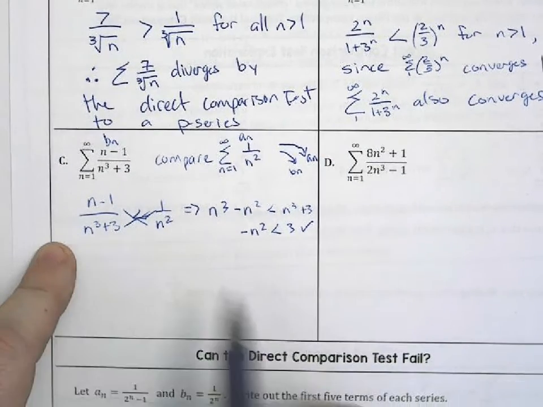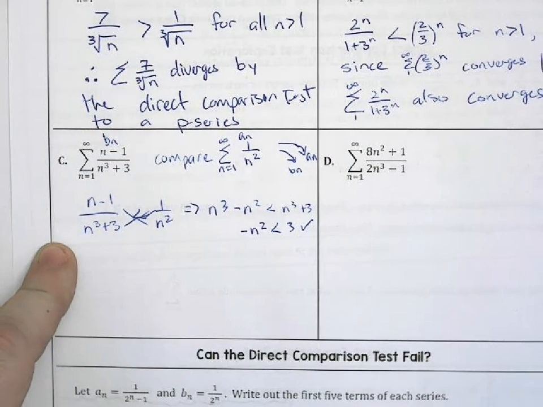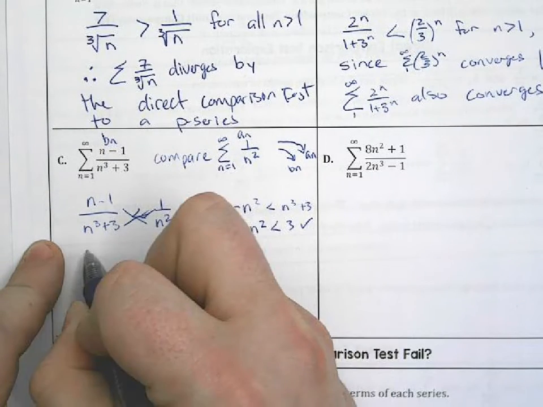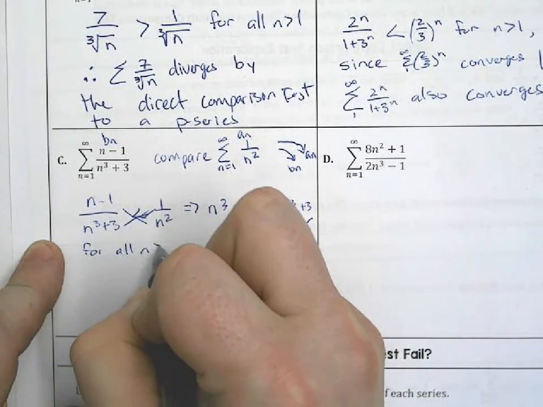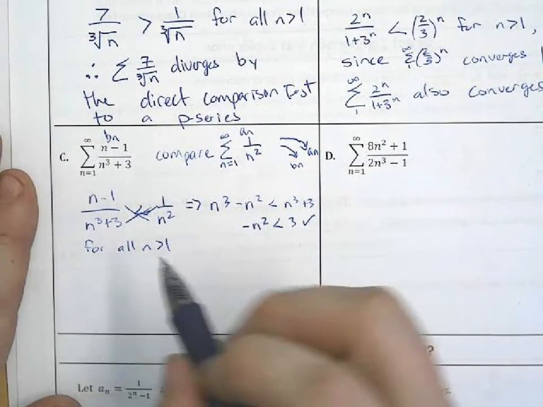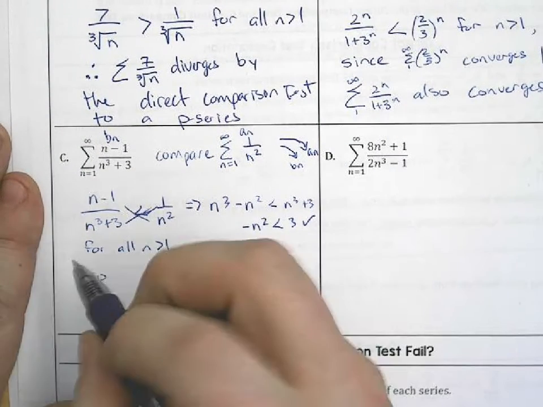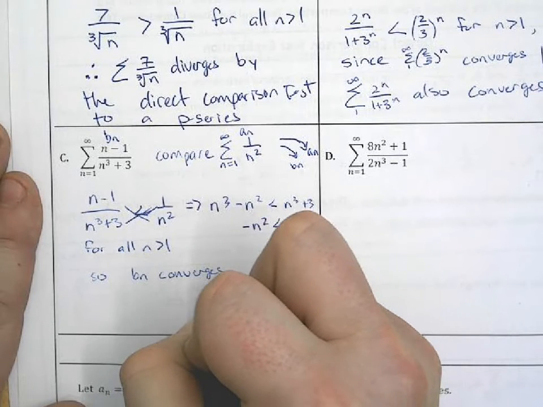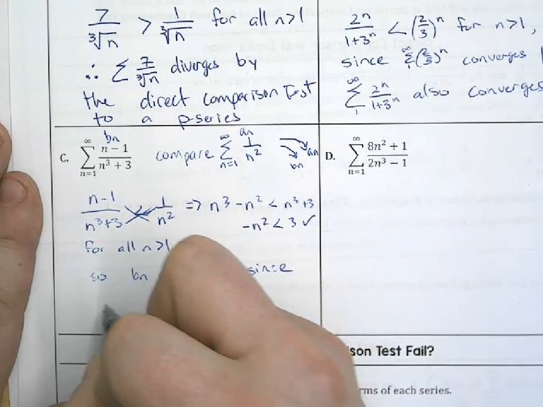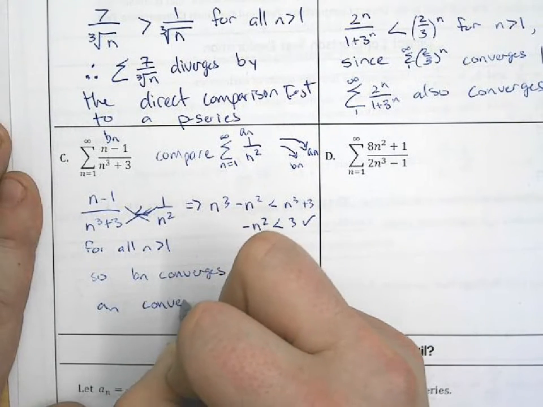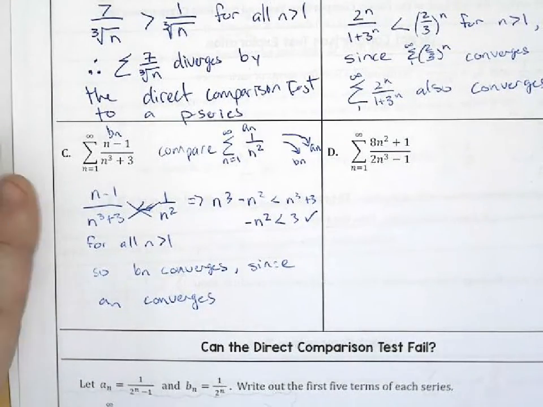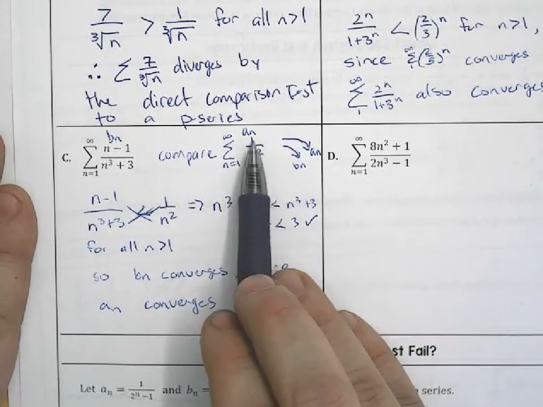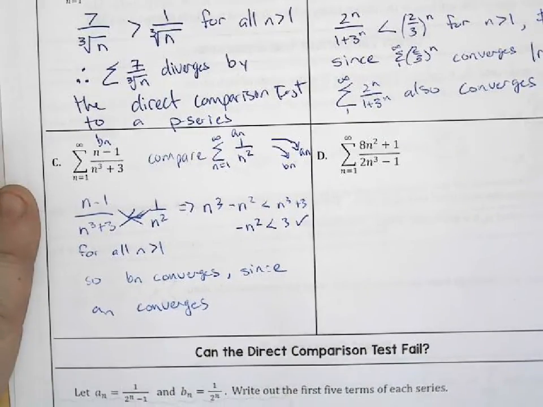So now we can say that our A sub n, we are saying this is true for all n greater than 1. So B sub n converges since A sub n converges. We work on that B sub n, so we can say B sub n converges since A sub n converges.